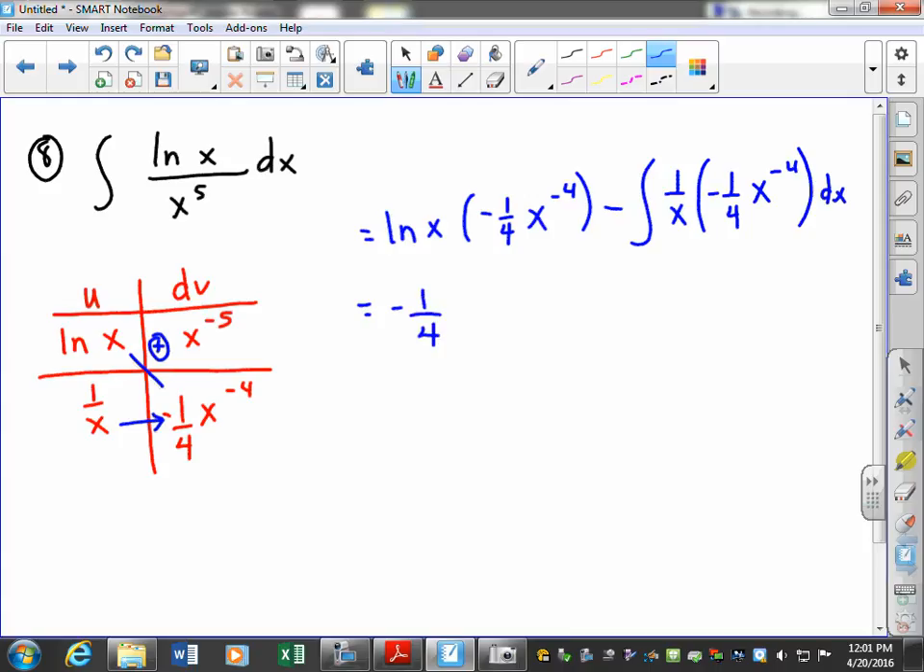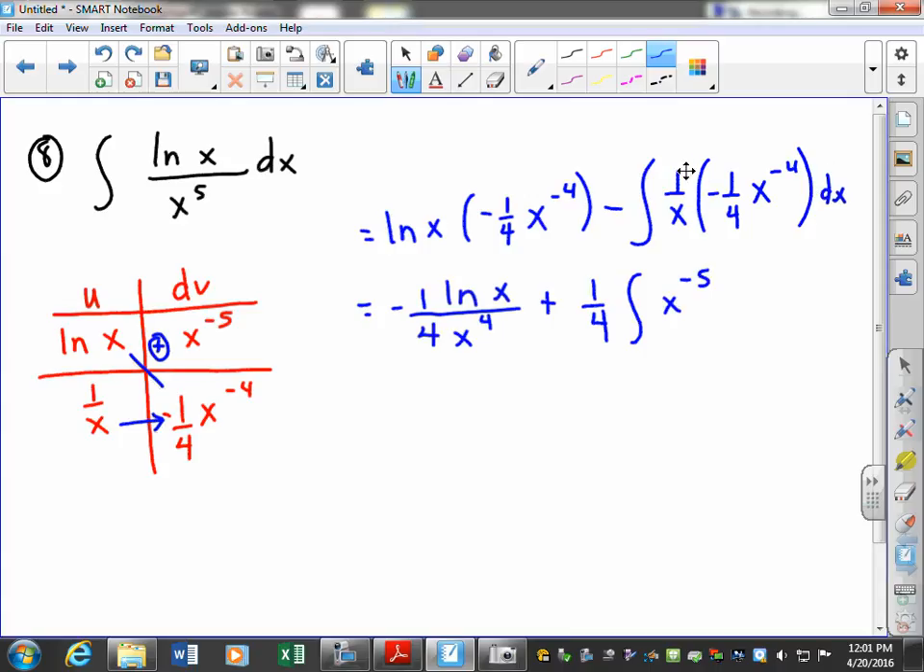If I pull my negative 1/4 out front, then that's just going to be natural log of x. And then what about that x to the negative 4? I can just make it a positive exponent by pulling it to the denominator. Now, this negative 1/4, if I pull it out front, what's a negative times a negative? Positive 1/4. Now let's simplify this as much as possible. If this is x to the negative 4 and this is an x in the denominator, what does it simplify to be? X to the negative 5, right?